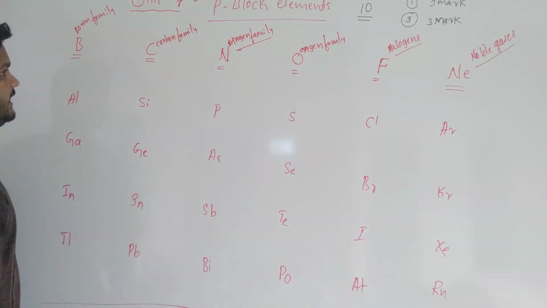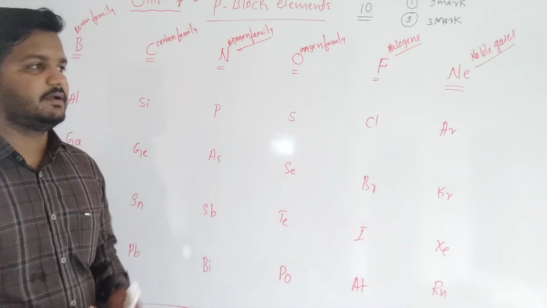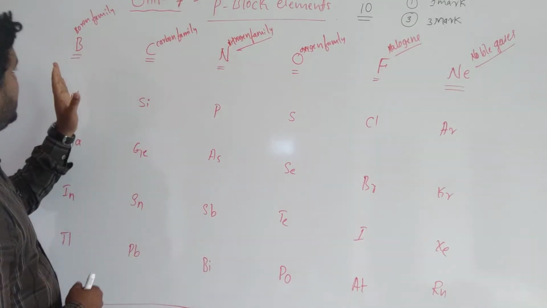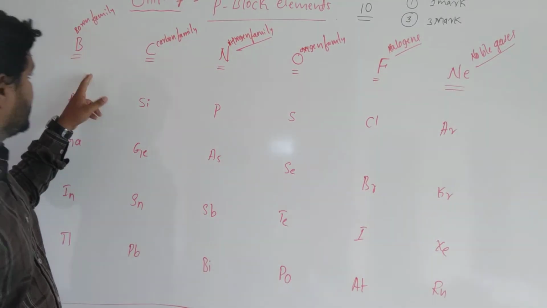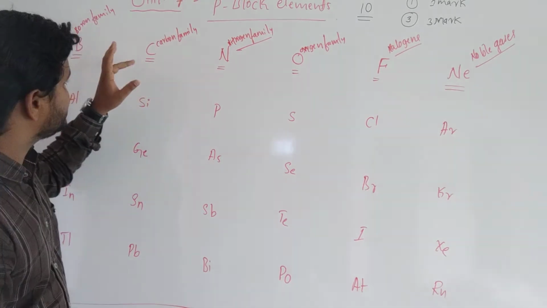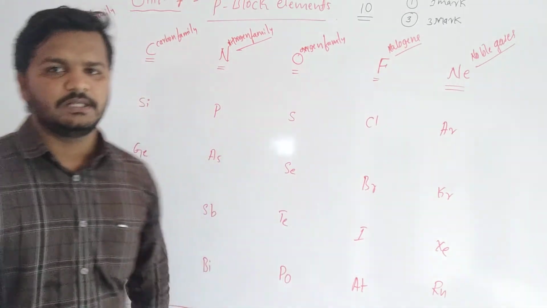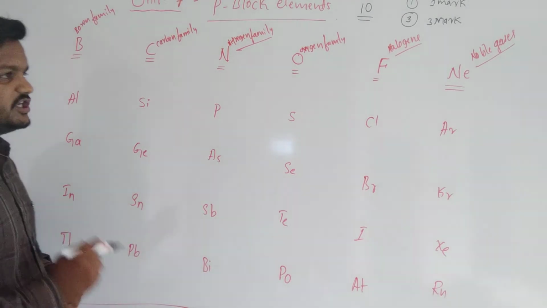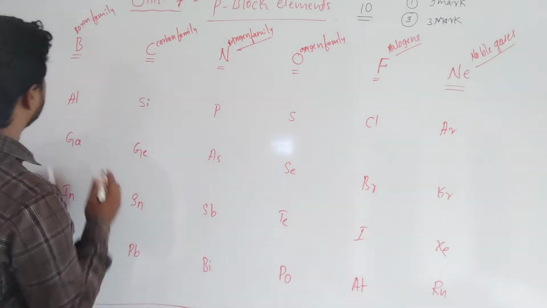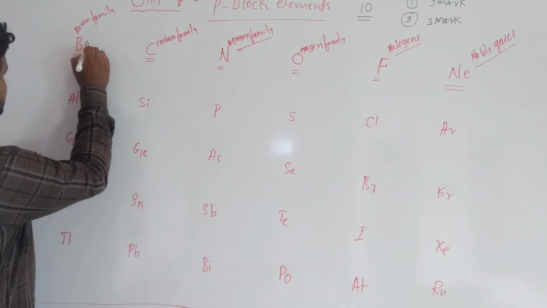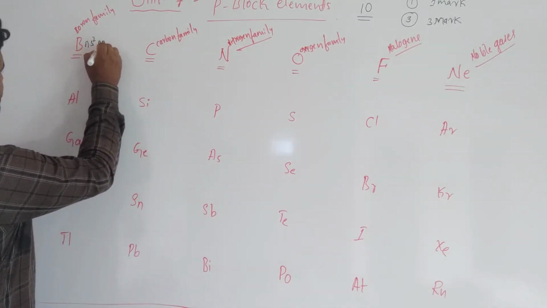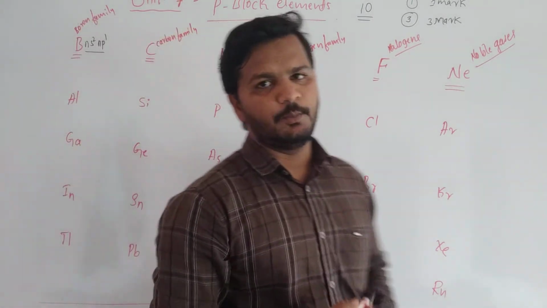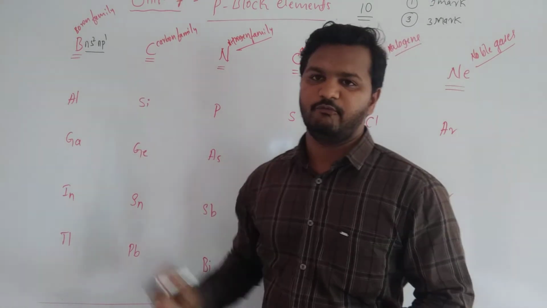Now, students, what is the general electronic configuration of boron family? What is the general electronic configuration of carbon family, and so on? Let us start with the first one. The general outermost electronic configuration of boron family is ns2 np1.